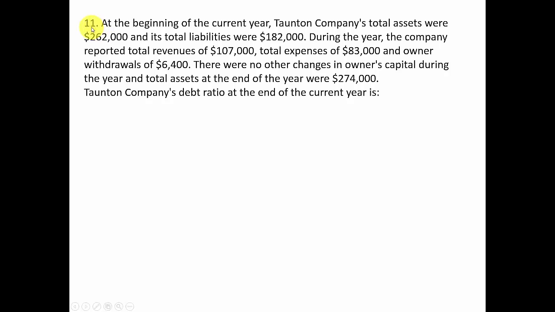Question number 11. At the beginning of the current year, Taunton Company's total assets were $262,000 and its total liabilities were $182,000. We're looking for the debt ratio, which is total liabilities to total assets, at the end of the current year. Let's set things up here.